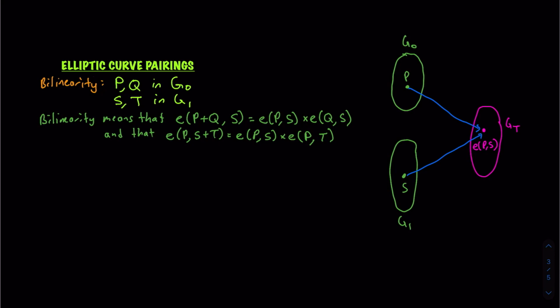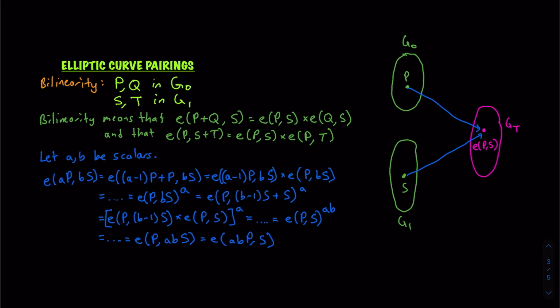You can see that bilinearity is cool if we just do a little bit of math. I'm going to put the math on the screen, and then we'll talk through it. So little a and little b are scalars. If we have E of AP, comma BS, we can see that this equals E of A minus 1P plus P, comma BS, which equals E of A minus 1P, comma BS times E of P, comma BS, which equals ... and we can keep on going with this, and it equals E of P, comma BS to the power A.